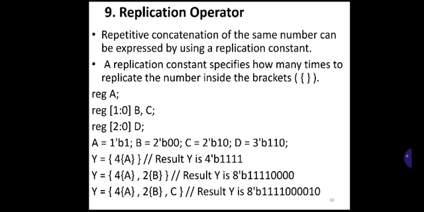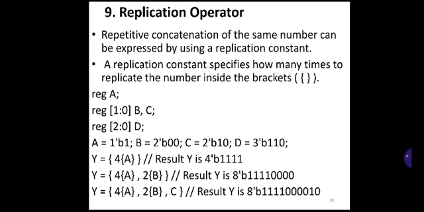Now the use of the replication operator. Y is equal to 4 times A. The A value is replicated 4 times. The size of A is 1, so 4 times means the size of Y will be 4. Repeat A 4 times, so Y will be 4-bit binary 1111. 4 times it is repeated.